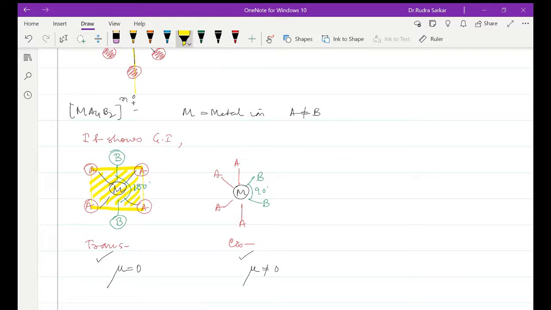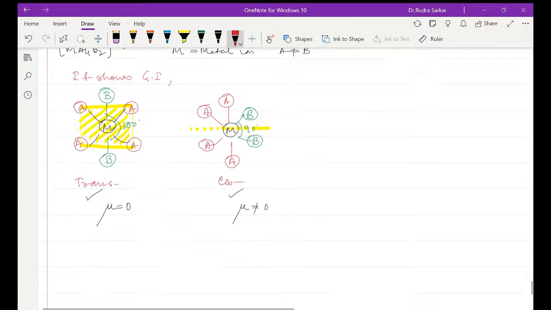Similarly, if you think of a plane passing right through this direction, the molecule will be divided into two equal halves, and hence again we will say that no optical isomerism is possible for the cis isomer also. But what is important is that there is a difference in polarity between the two such geometrical isomers.